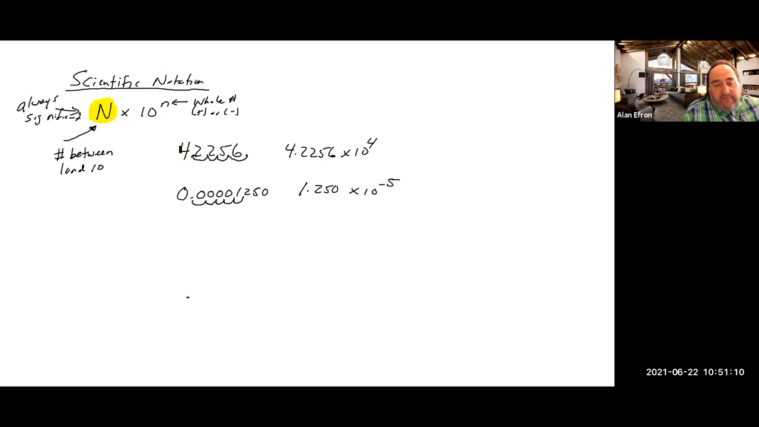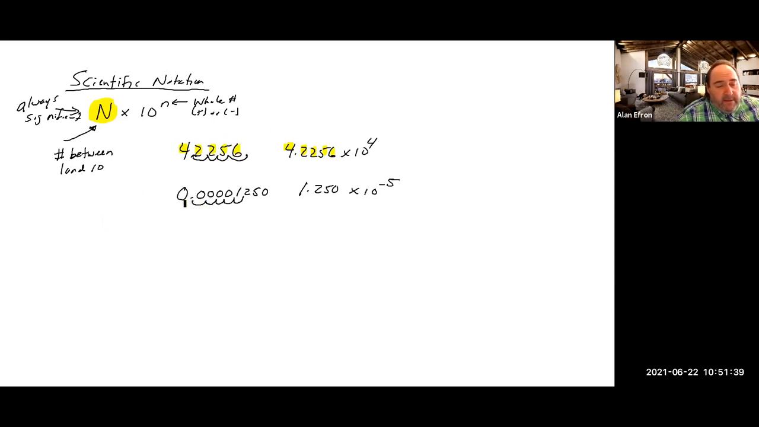So if I were to look at this first number, that is one significant figure, two, three, four, five significant figures. That means when I come over here to my number written in scientific notation, that is one significant figure, two, three, four, and five significant figures. Again, same number of significant figures on both sides. We don't lose anything along the way.